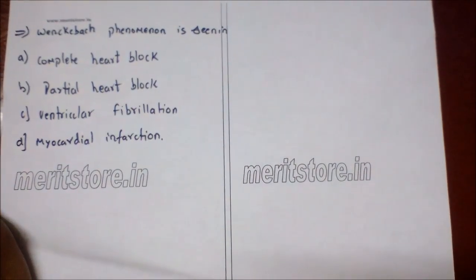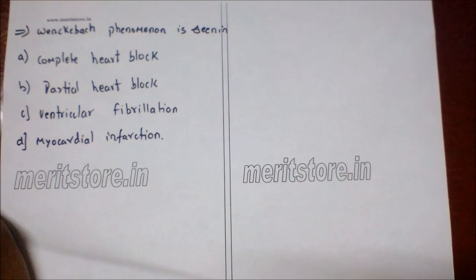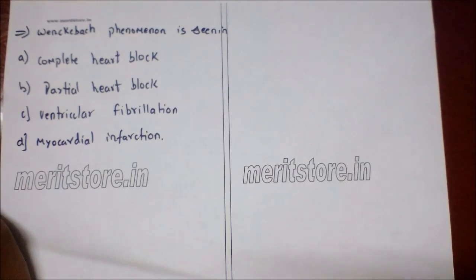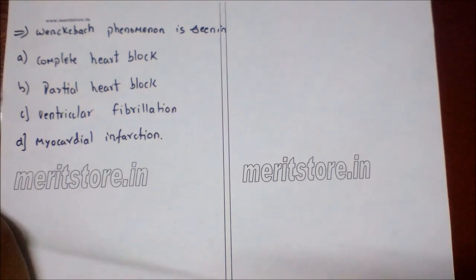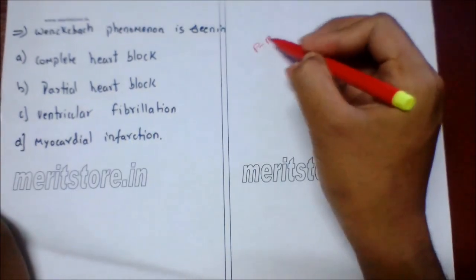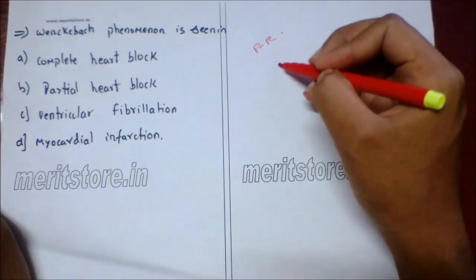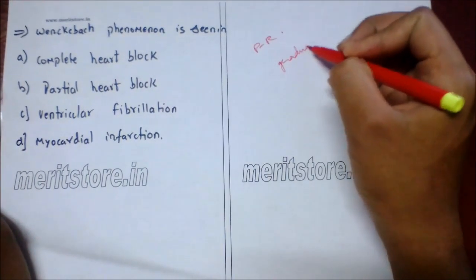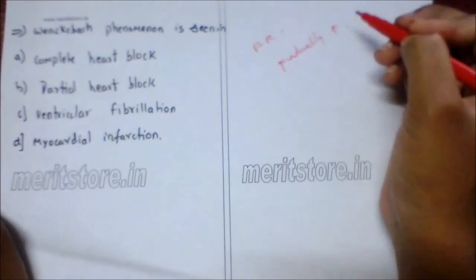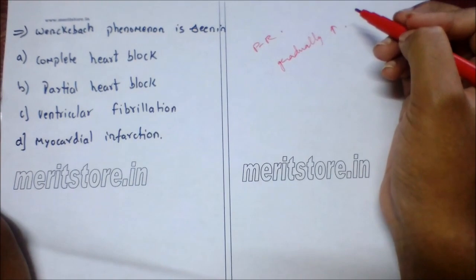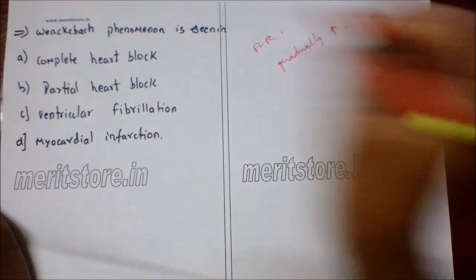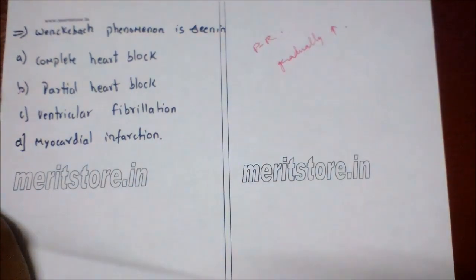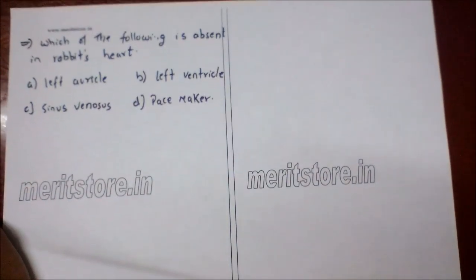Wenckebach phenomenon is seen in A. complete heart block, B. partial heart block, C. ventricular fibrillation, D. myocardial infarction. In partial heart block, PR interval is gradually increased in successive beats until a ventricular beat fails to occur. This is called Wenckebach phenomenon. Option B.